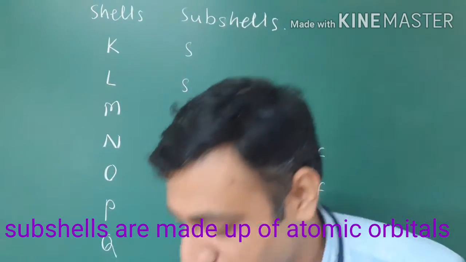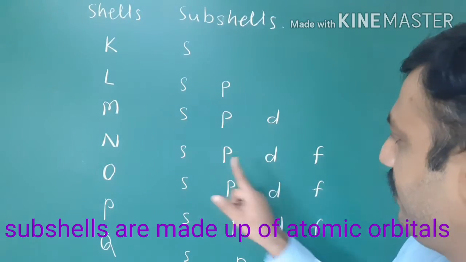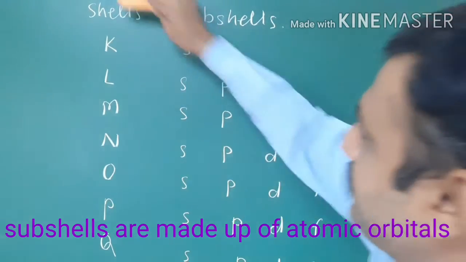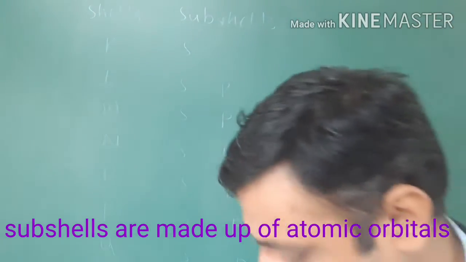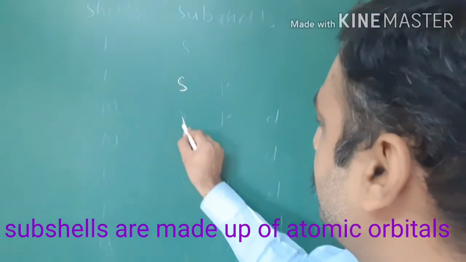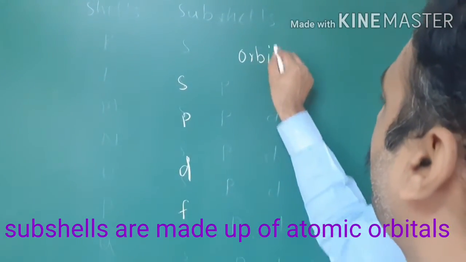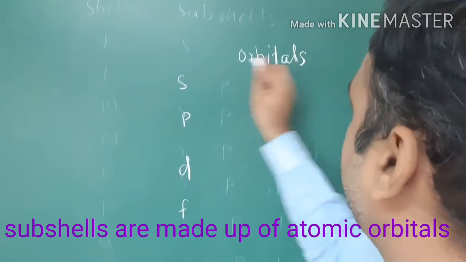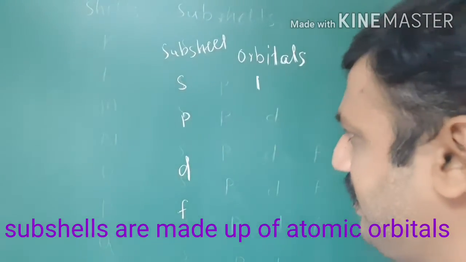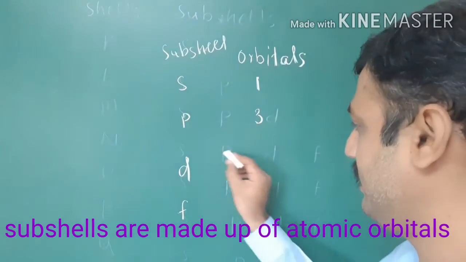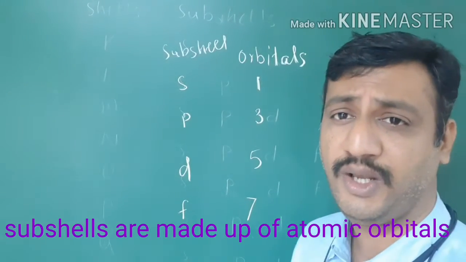Okay, so we know which are the subshells. Subshells are either S, P, D or F. So these subshells are made up of the atomic orbitals. See here S, P, D and F, and here I will write the orbitals, and here it's a subshell. S subshell is made up of one orbital, P subshell is made up of three orbitals, D subshell is made up of 5 orbitals and F subshell is made up of 7 orbitals.